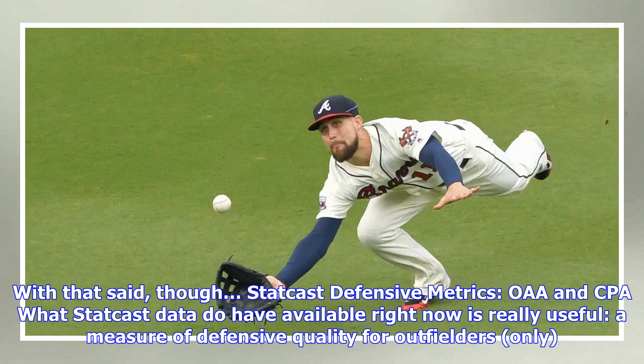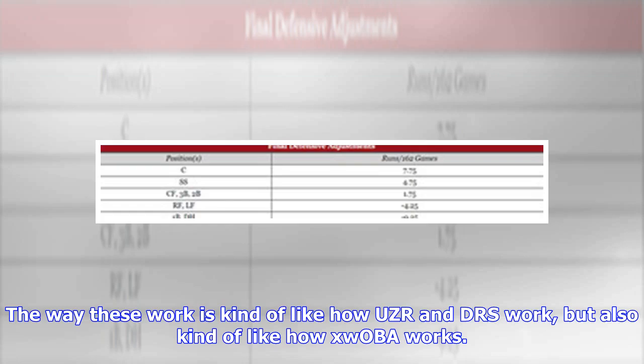With that said, though, Statcast defensive metrics, OAA and CPA, what Statcast data do have available right now is really useful, a measure of defensive quality for outfielders only. The way these work is kind of like how UZR and DRS work, but also kind of like how xwOBA works.